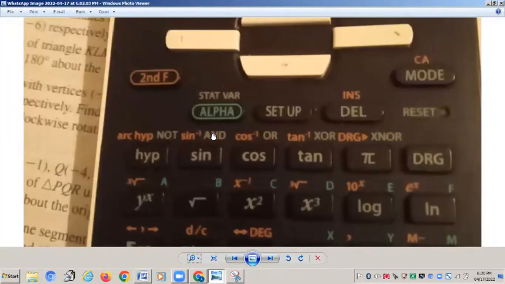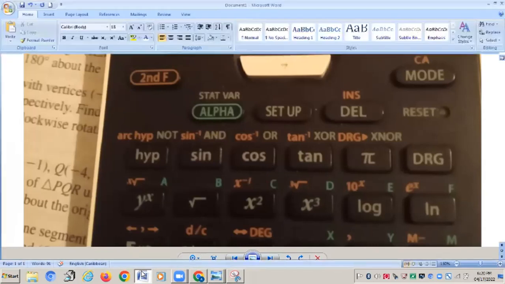Now, for students like Mrs. Walker, this is what you have to do. You have to press 0.5 first, then you press second function, then you press sine. So just press the number first. Okay, yes, sir. You get it? Beautiful. Very good.